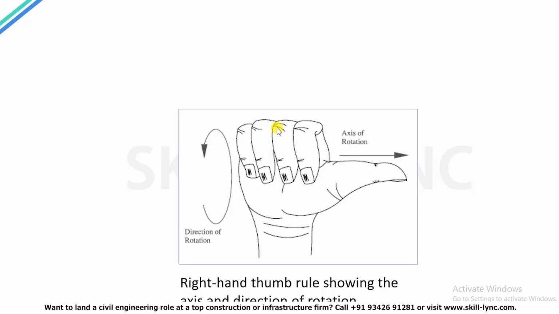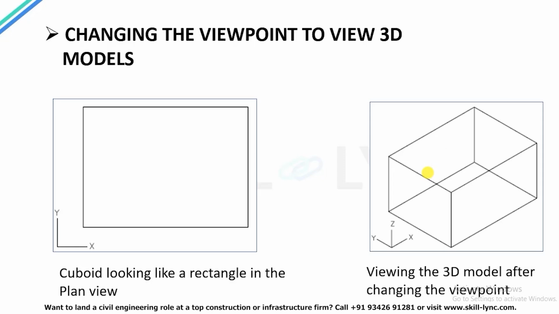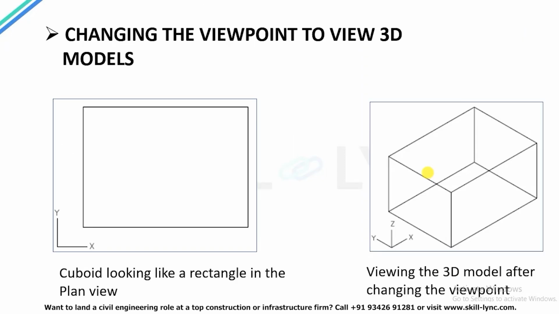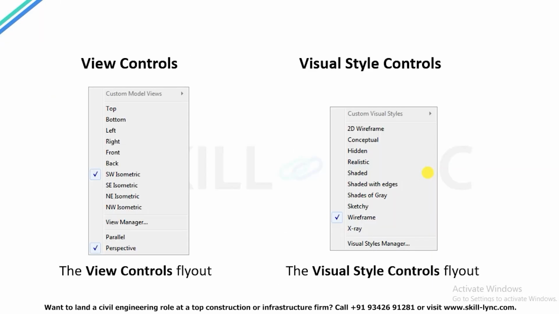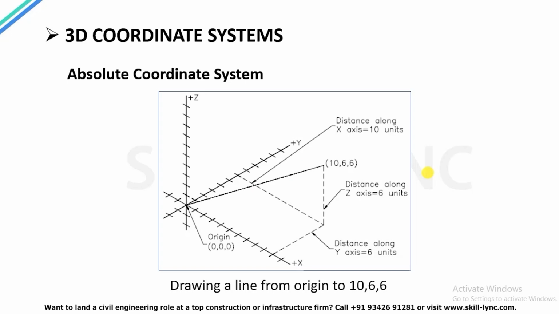Similarly, while we are rotating an object in 3D space, the thumb shows the axis of rotation and the other fingers show the direction of rotation. We will see how that works. Now let's jumpstart with the basic tools like the ViewCube, the viewpoint, the steering wheels, and various other visual tools that will help you work in a 3D space, and the workspace that we are going to work in.